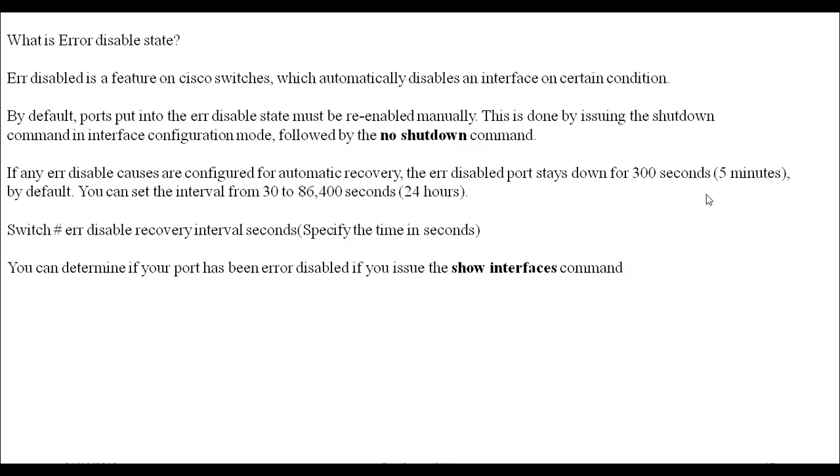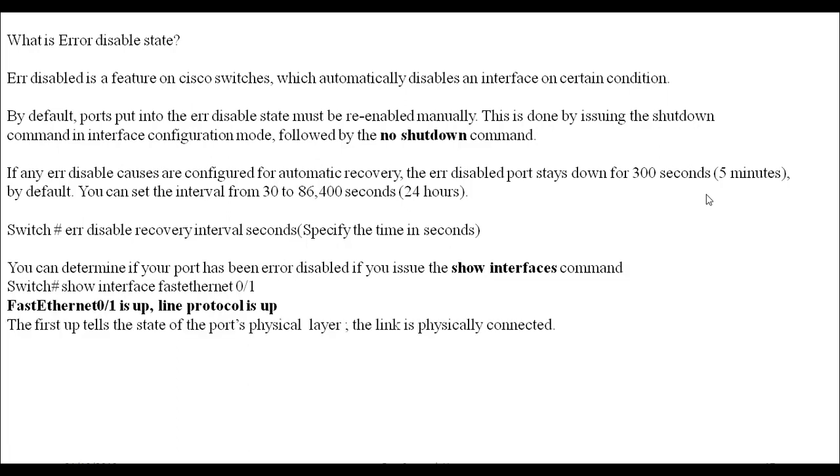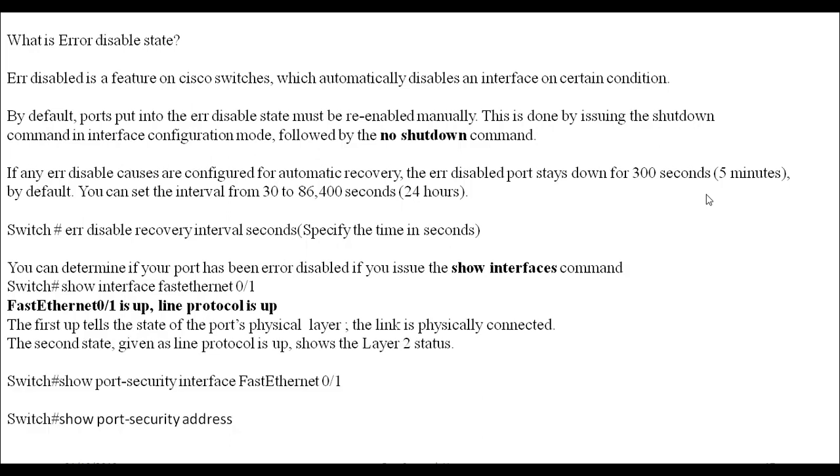You can determine if your port has been error disabled if you issue the show interface command. Suppose you have given show interface fast ethernet 0/1. It shows fast ethernet 0/1 is up and line protocol is up. The first up tells the state of the port's physical layer, whether the link is physically connected or not. The second state, given as line protocol up, shows the layer 2 status.